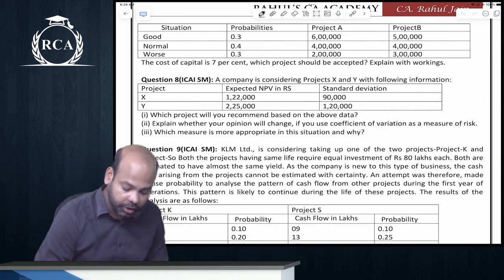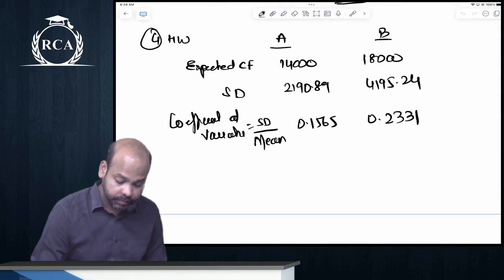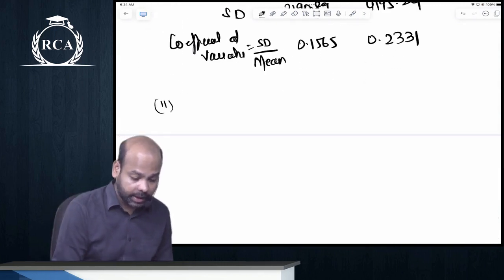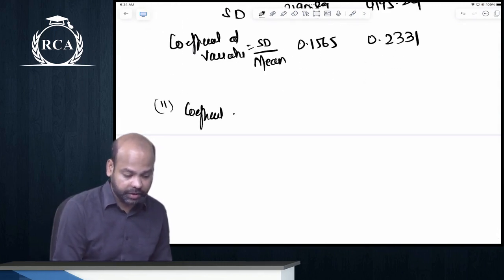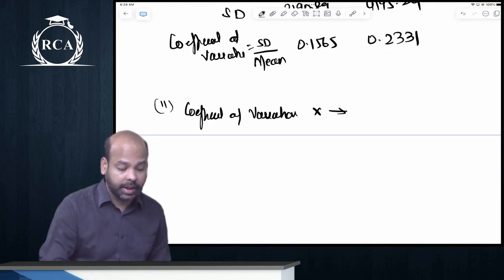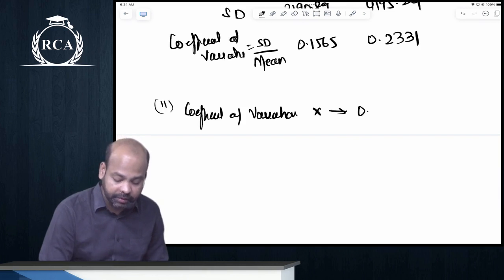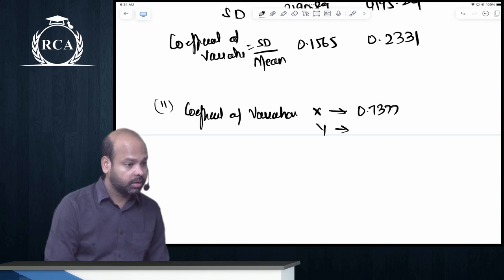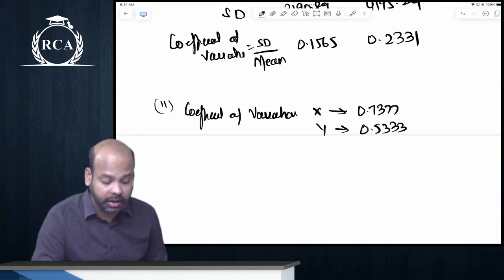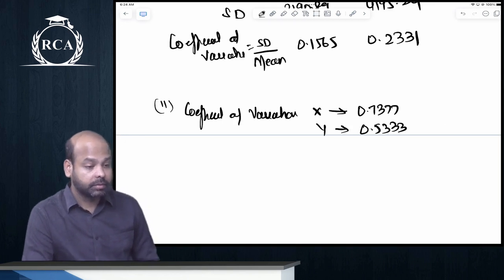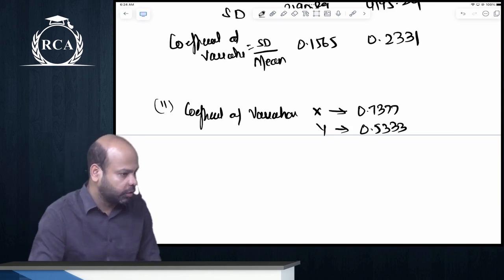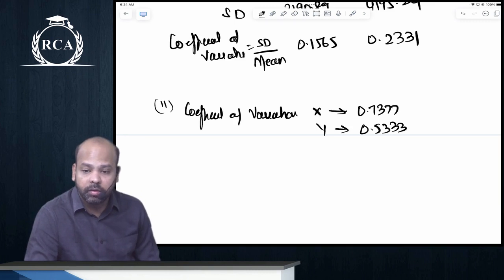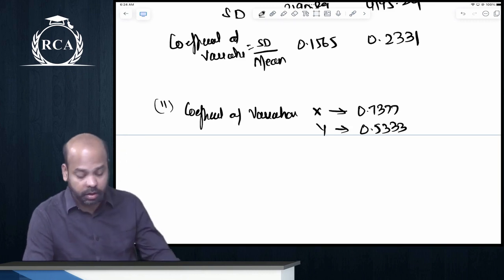Second bit, beta, whose coefficient of variation is lower? What is it for X, beta? 90,000 by 1,22,000, 0.7377. Y, beta, 0.5333. So which one will you select, guys? Y should be selected, beta, because it has a lower relative risk.